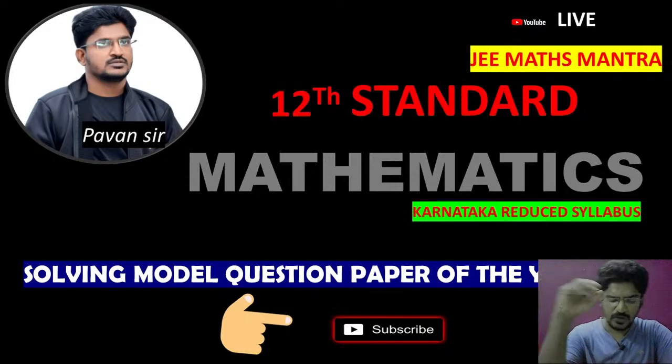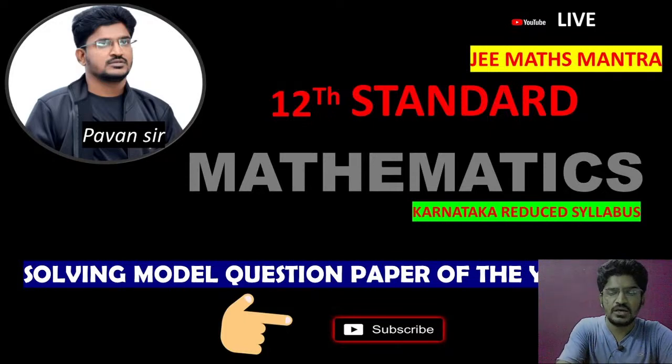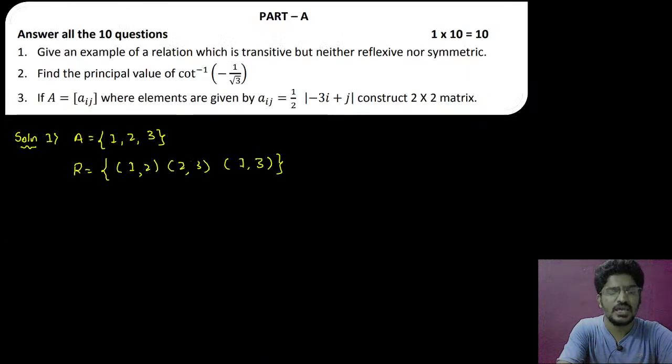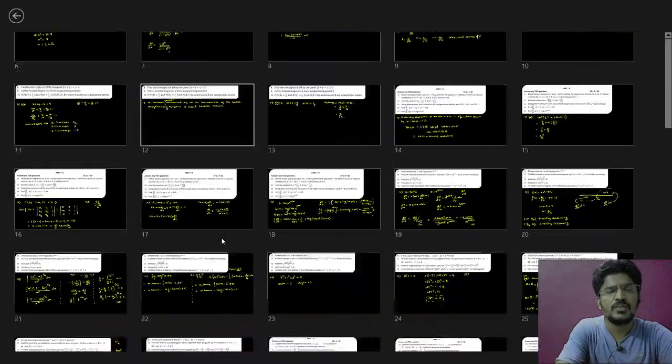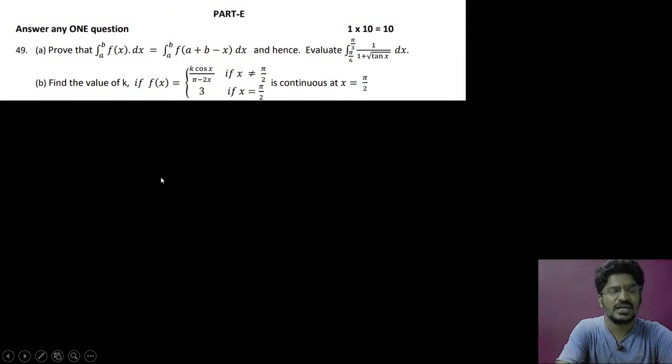So quickly all of you join the class so that we can start and finish this model question paper 1. After completion of this model question paper, tomorrow I will start the second model question paper. Clear? We have completed part A, part B, part C, and part D. Now we have to go for part E.